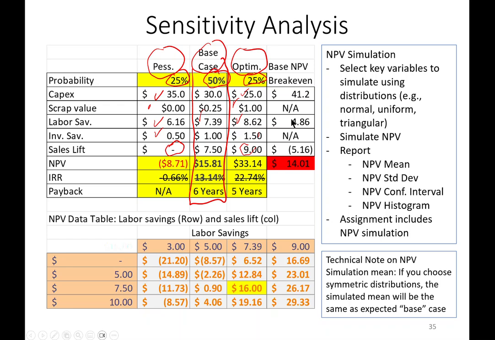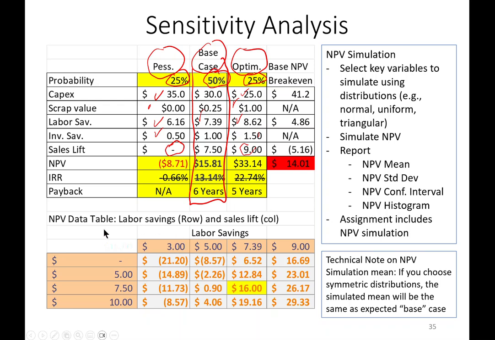When I did the labor savings, I said set NPV to 0 by changing the $7 million a year. And I needed to have a labor savings of $4.86 million per year. That's the break-even. So this allows you to say, well, what are the chances I'm going to save at least $4.86 million? And for CapEx, I said, well, if I set NPV to 0 by changing CapEx, I can spend up to $41 million. So these give me break-even values.